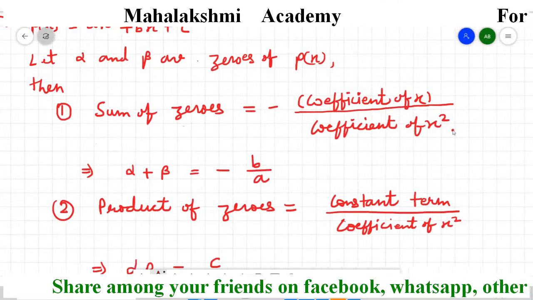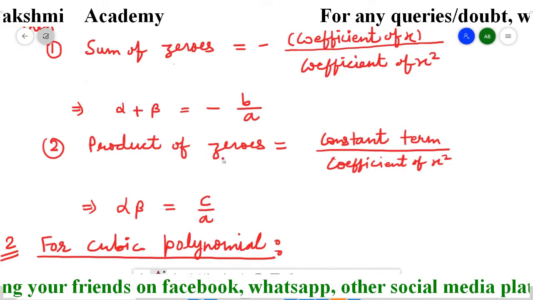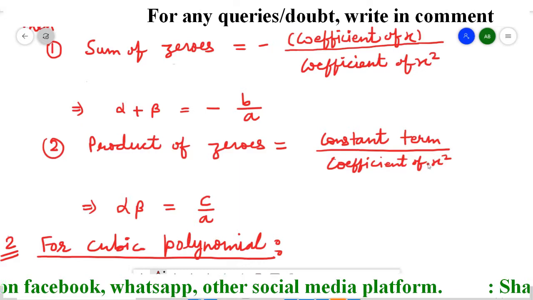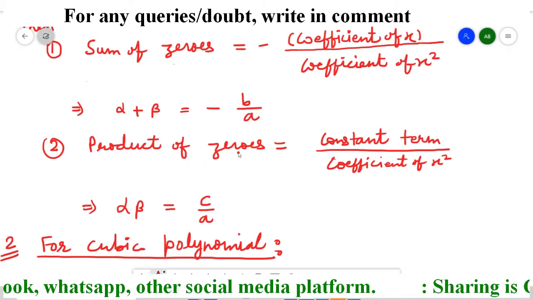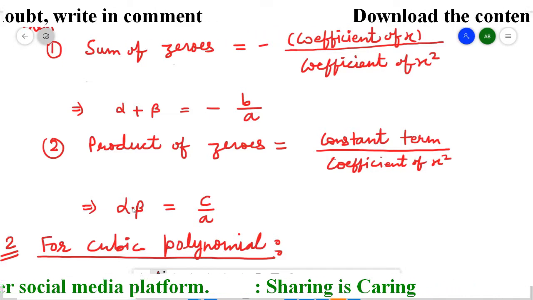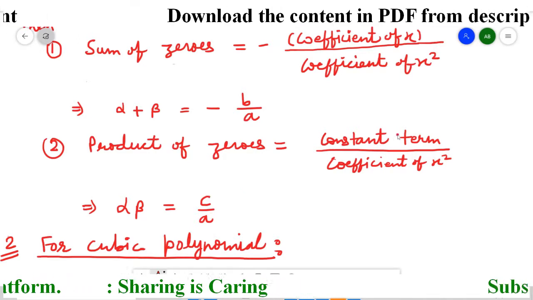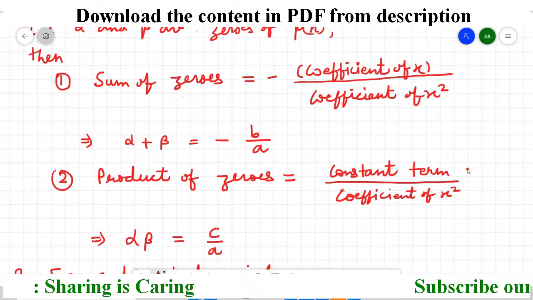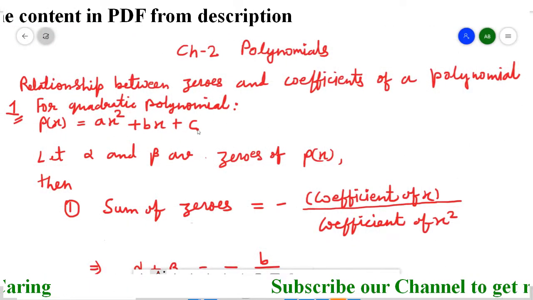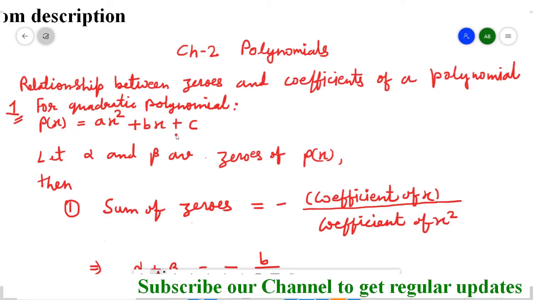Very important. Now the second relationship in the quadratic polynomial is: product of zeros is equal to constant term upon coefficient of x squared. Product means multiplication, so the two zeros are multiplied. There is no symbol, which means they are in multiplication. Now we have to replace the values. Let's see what the constant term is in the quadratic polynomial. c is the constant. Why is c the constant? Because there is no variable attached to it.